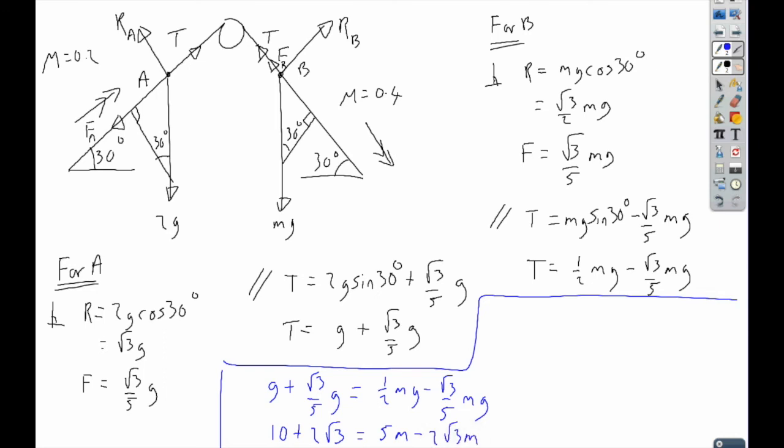Now I'm just going to switch the sides over and factorise. So I've got 5 subtract 2 root 3 times m, and then that's going to be equal to 10 plus 2 root 3. There we go. And if I just divide throughout, I'm going to have m is equal to 10 plus 2 root 3 all over 5 subtract 2 root 3. And we're done. That's part A.